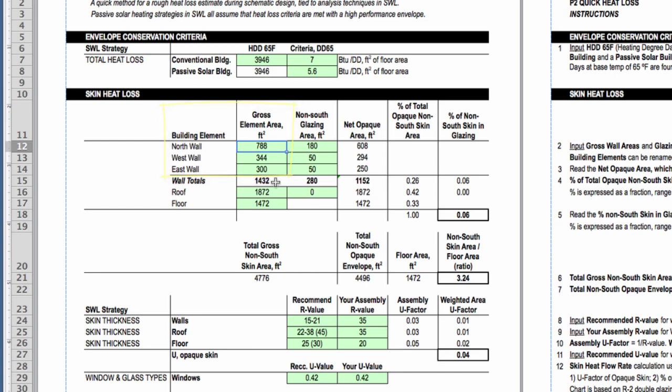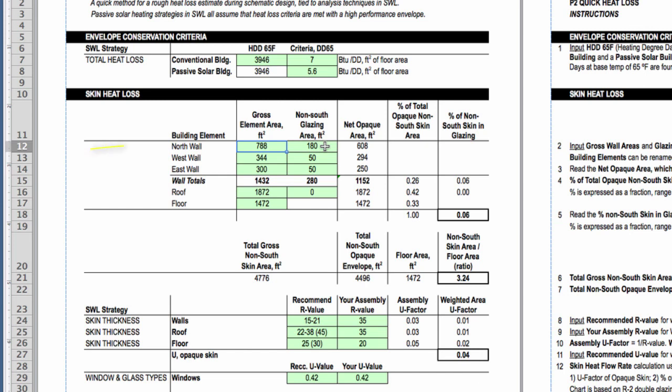We also have a roof and a floor. And then we also have the non-south glazing areas. So remember, because we're looking at a solar building, and I'm going to assume that you're all going to be doing solar buildings here, this quick heat loss method is set up to ignore the south glazing in terms of its heat loss. We'll account for that later when we look at the solar savings fraction.